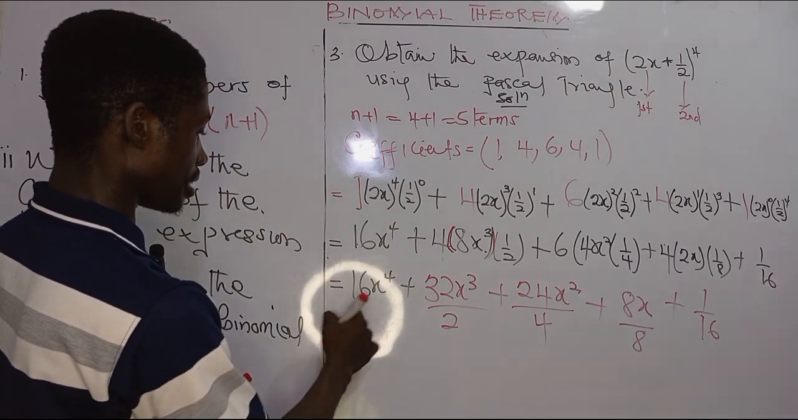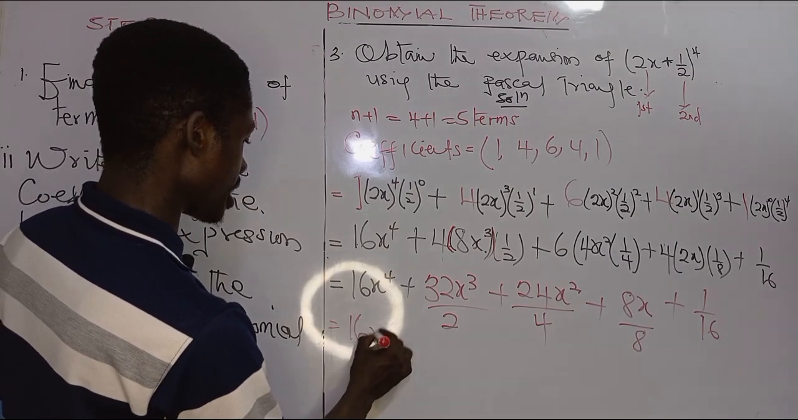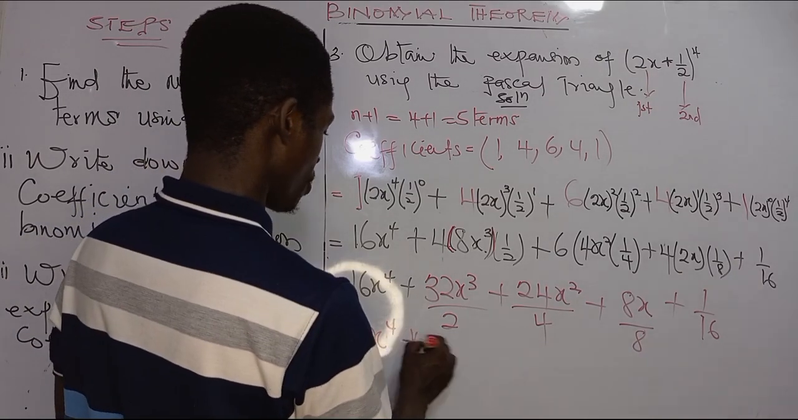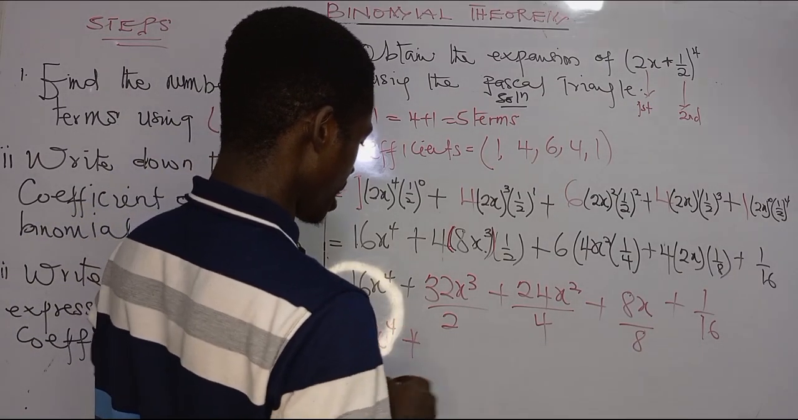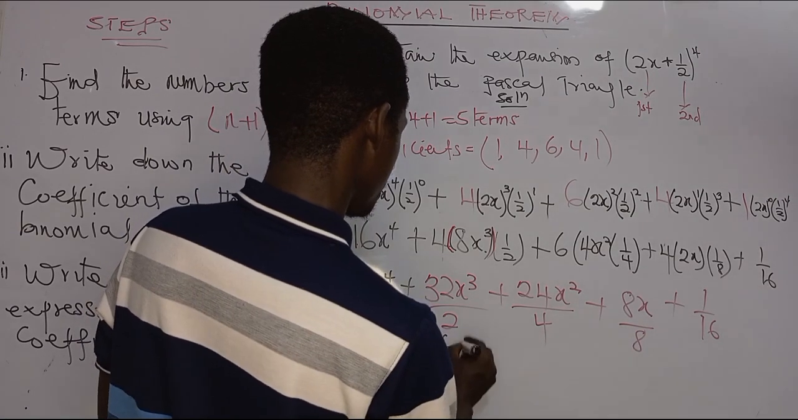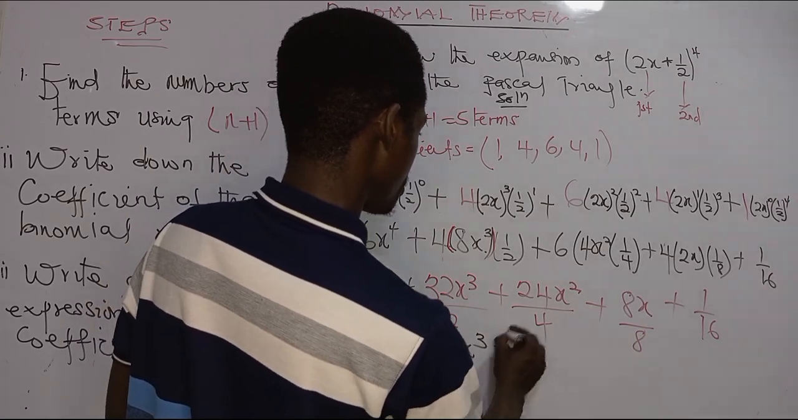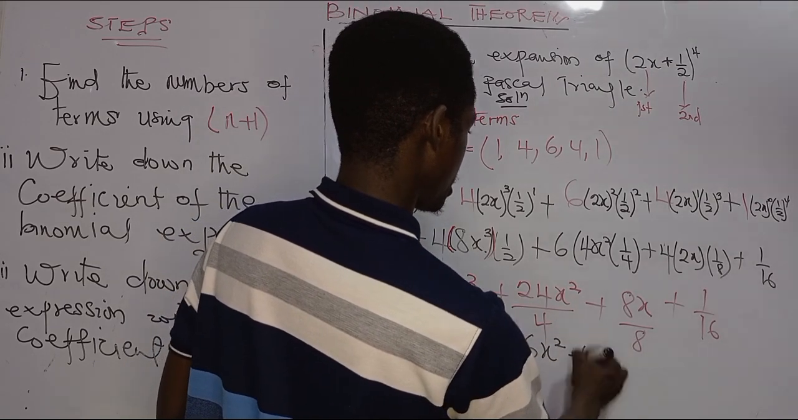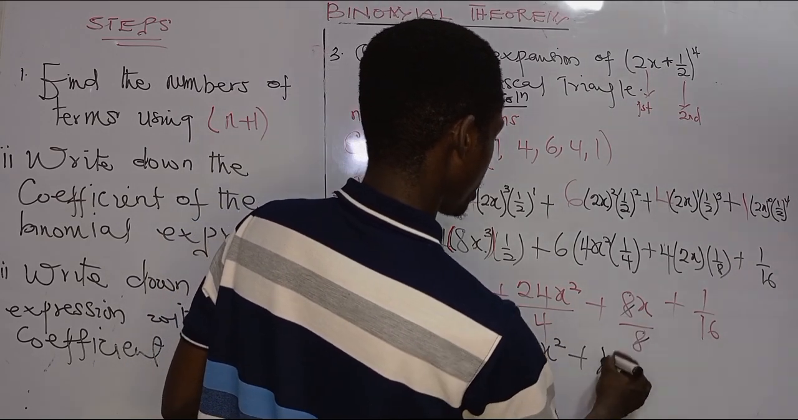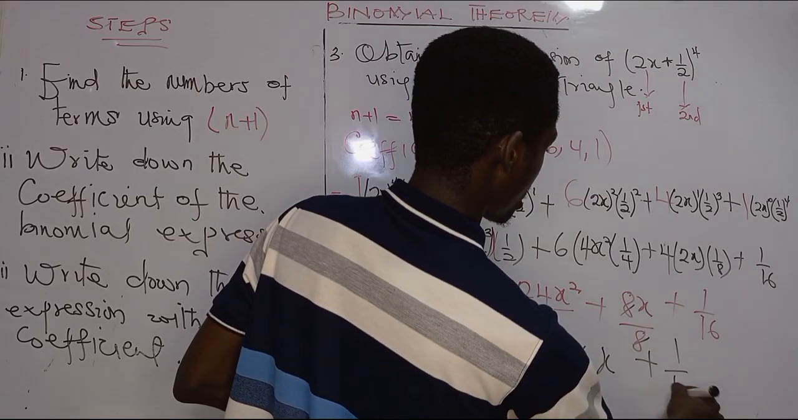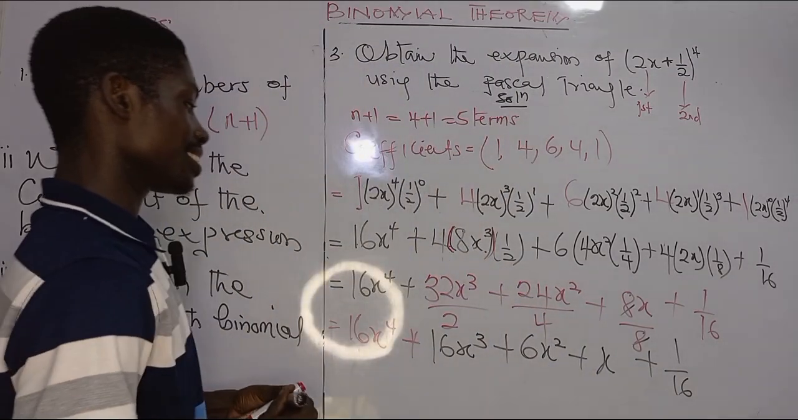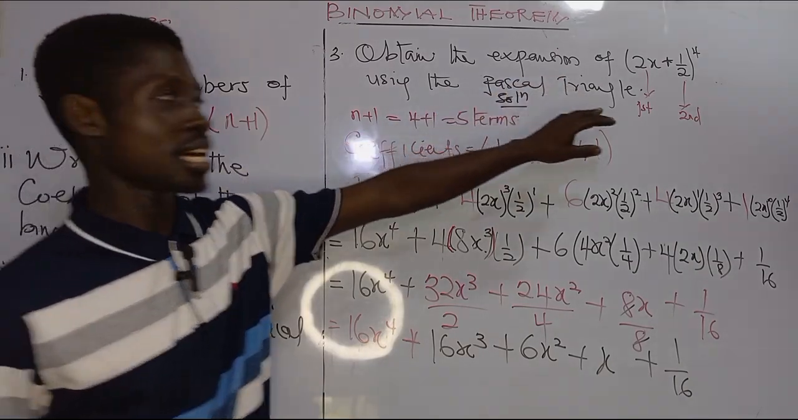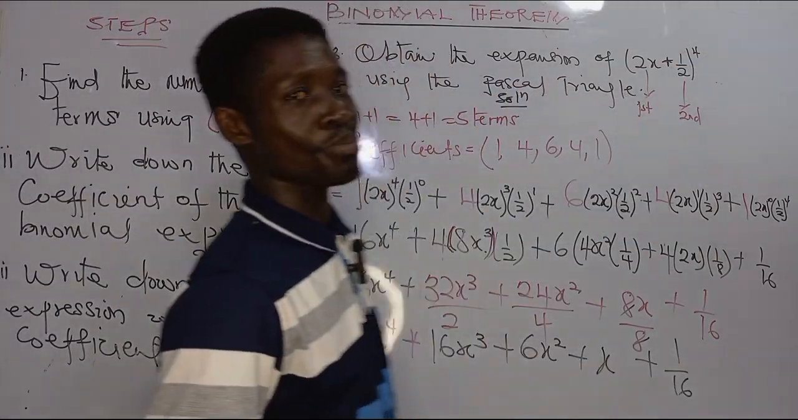Now let's do some cancellation here. We have 16x power 4. 2 into 32, we are having what? 16, right? So we have 16x cubed plus 4 into 24, we have 6x squared. 8 into 8, we have x, and then the last one we have 16, and that is that. So this is the expansion form of the binomial expression with this power.